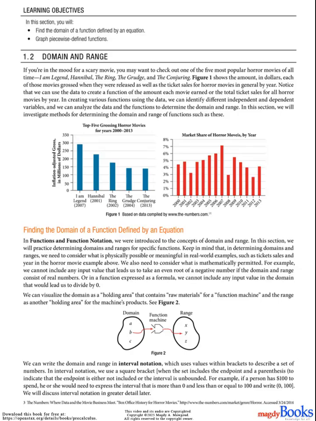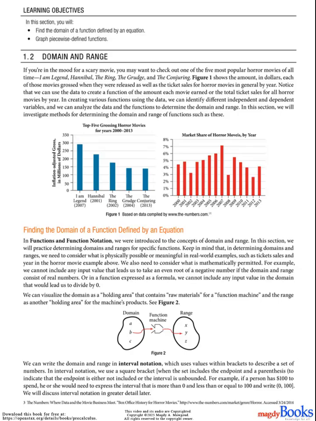We also need to consider what is mathematically permitted. For example, we cannot include any input value that leads us to take an even root of a negative number if the domain and range consist of real numbers. Or in a function expressed as a formula, we cannot include any input value in the domain that would lead us to divide by 0.